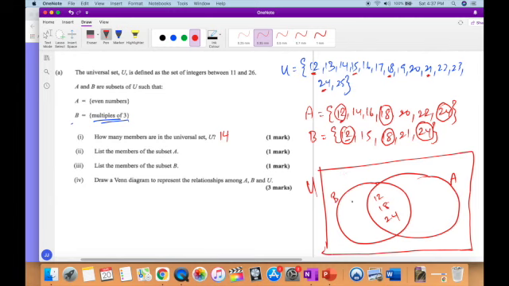And now I'll put the rest in A, 14, 16, 20, and 22. And the rest in B will be 15, 21. And then the rest will be on the outside. So I'll have 13, 17, 19, 23, and 25 outside. That is it.